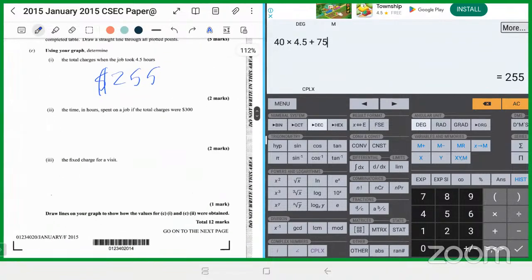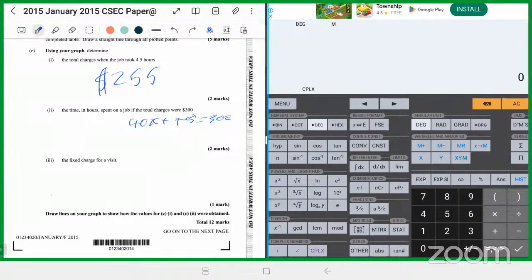Next part says the time spent in hours for a job where the total charge is $300. So again, now you know the total charge and you want to find the time. You can also work that out, because remember 40x plus 75 is going to be equal to $300. So you can solve this for x. Subtract the 75 and divide by the 40. So it will be (300 minus 75) divided by 40. I'm supposed to get 5.625. You have to work with what the graph gives you. You can't put 5.625 in the graph, it's not going to give you that.